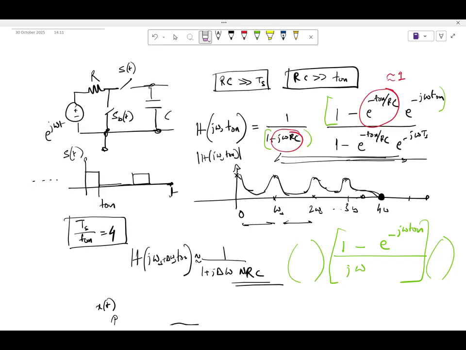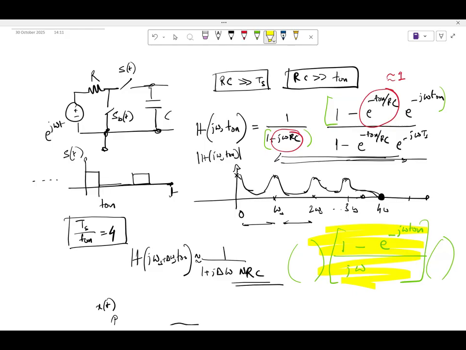This gives you a framework to understand why I keep talking about integrating over a time period of T on. So this is not particular to this transfer function. Wherever you see this 1 minus e power minus j omega T on over j omega, it is an integral. It is an integration that is happening in the time domain over a time period of T on.